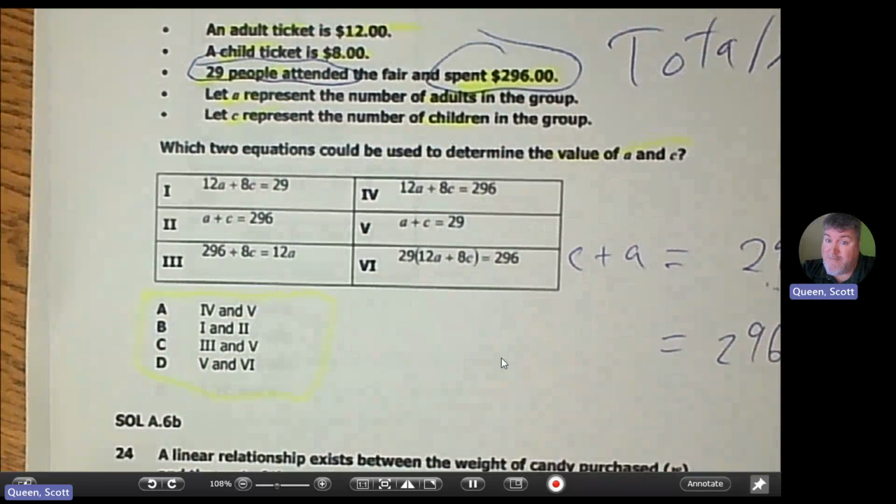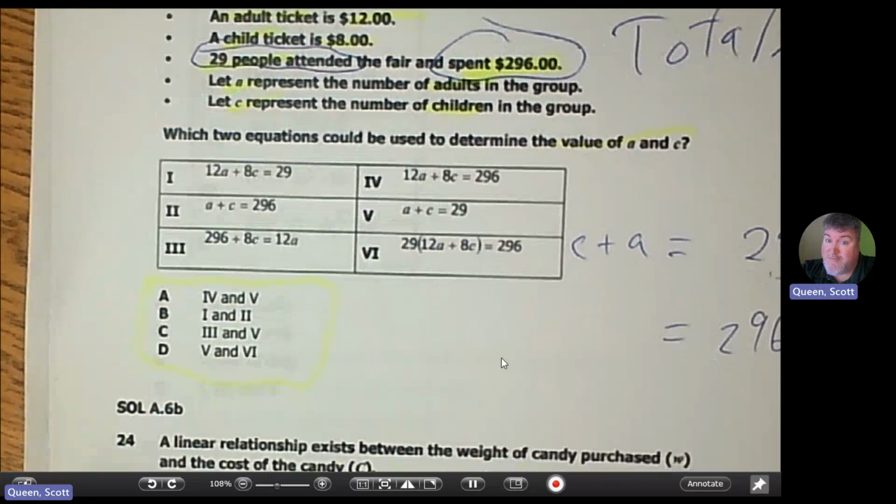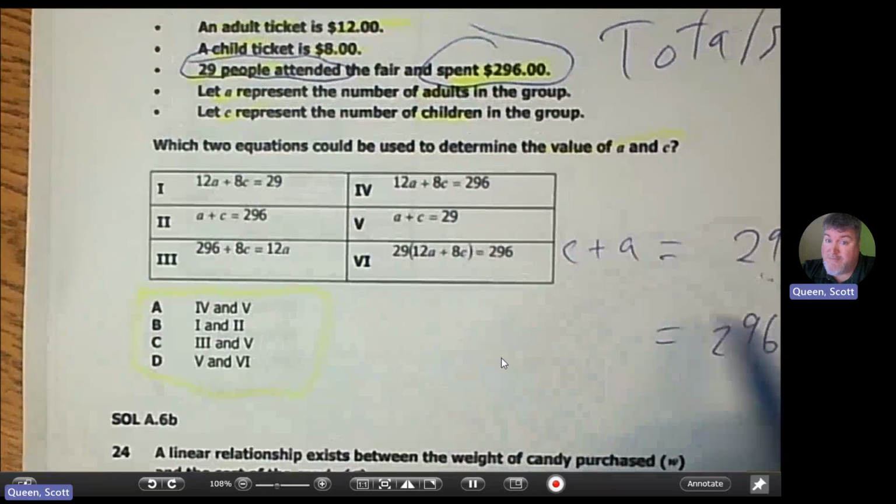Does that make sense? Y'all got to tell me yes or no. I can spend a long time on this or I can move quickly. Yes. Does that make sense? Yes. Children plus adults equals total people. Now, I'm going to stop right there and start eliminating. C plus A equals 29.